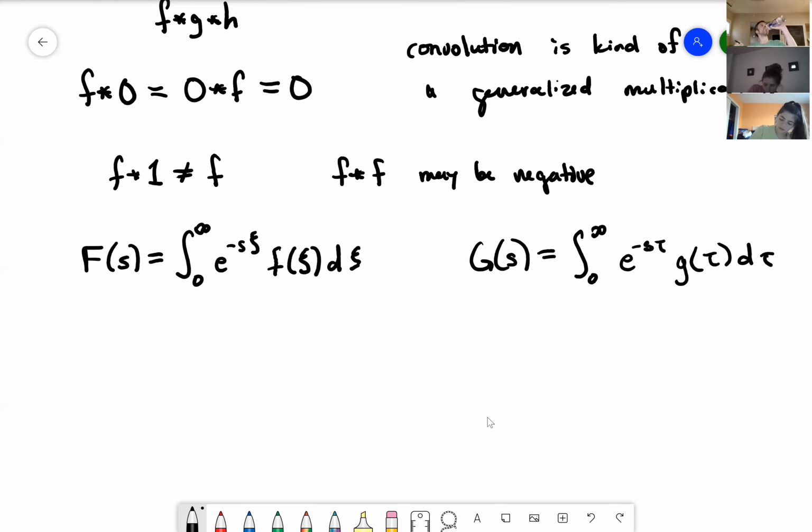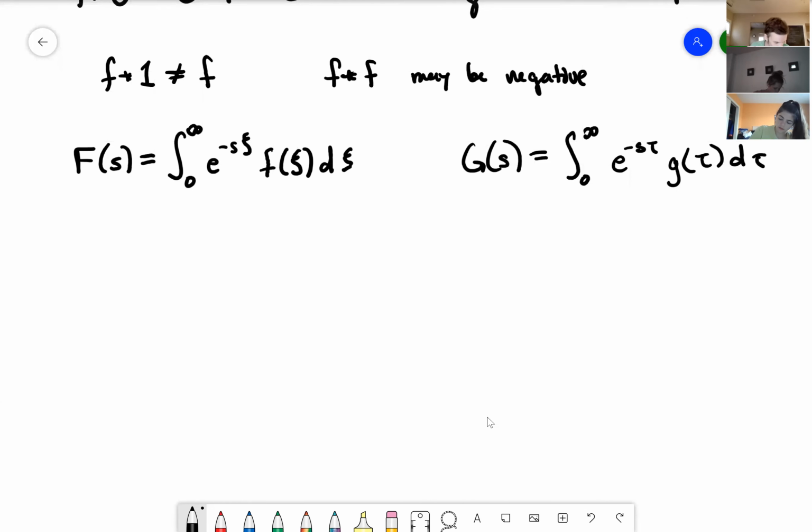And now, getting back to the teaser from the beginning of the lecture, what happens when we multiply these together? So what is F of s times G of s? That's the integral from 0 to infinity of e to the minus s c, f of c, d c, times the integral from 0 to infinity of e to the minus s tau, g of tau, d tau.